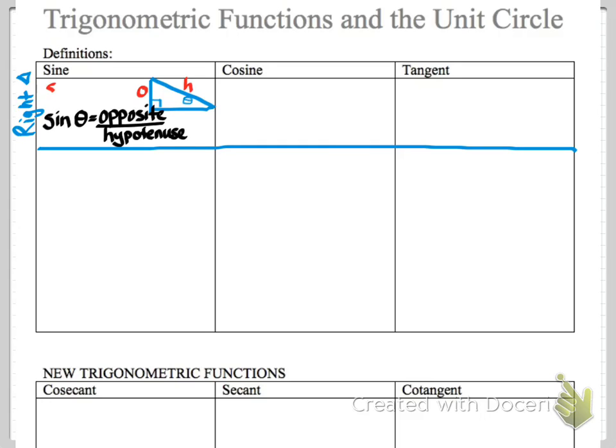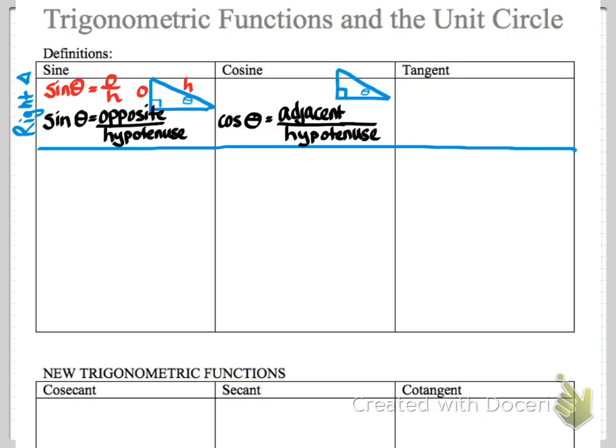When we're looking at this picture here, we'll label them O and H, and sine is the opposite side, so across from the angle, and the hypotenuse, remember, which is always the side across from the right angle. The next one, cosine. Cosine is the adjacent side. Adjacent means next to, so the leg of the right triangle that is next to the angle, and the hypotenuse again. So A over H. A, of course, is next to the angle, and the hypotenuse is always the longest side across from the right angle.